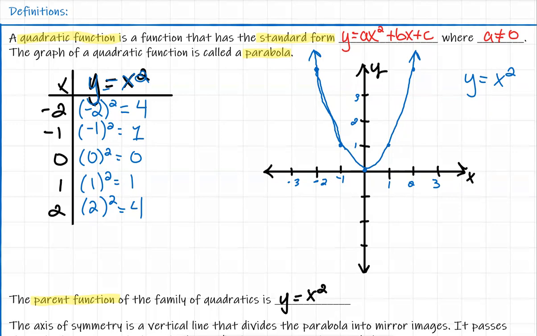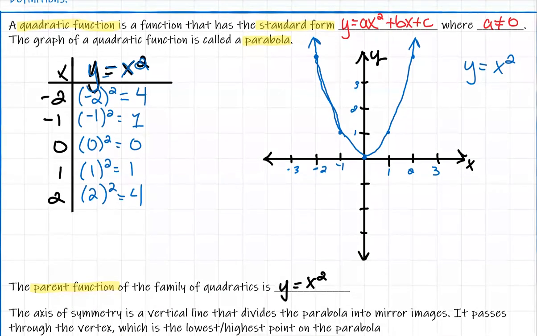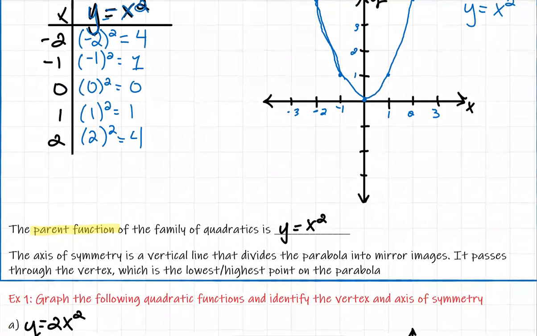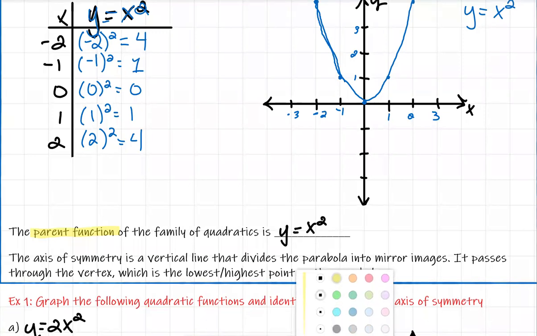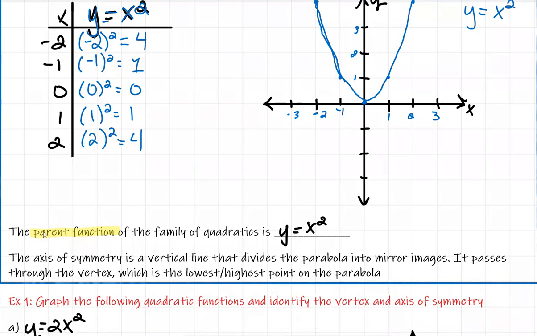Okay, so then, two more definitions before we continue. And we're going to scroll back up in a little bit. Okay, so parent function, now we have the axis of symmetry, which is a vertical line that divides the parabola into mirror images. It passes through the vertex, that's another term, which is the lowest or highest point on the parabola. Okay, so let's identify those things on the one we drew above.